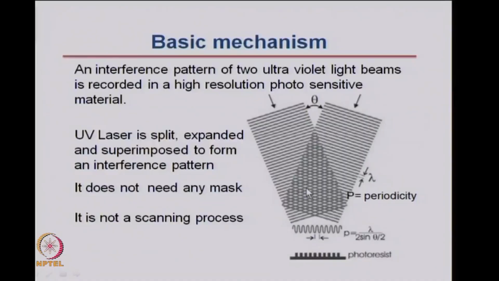So, they will interfere, and when they interfere they will generate this pattern, and if you look at the variation of their amplitude, then you will see a periodic variation, which is related to the wavelength and, of course, the angle at which the two radiations are meeting. You normally use a UV laser which is split, expanded and superimposed to form the interference pattern. This technique is very good because you do not need a mask and it is not a scanning process.